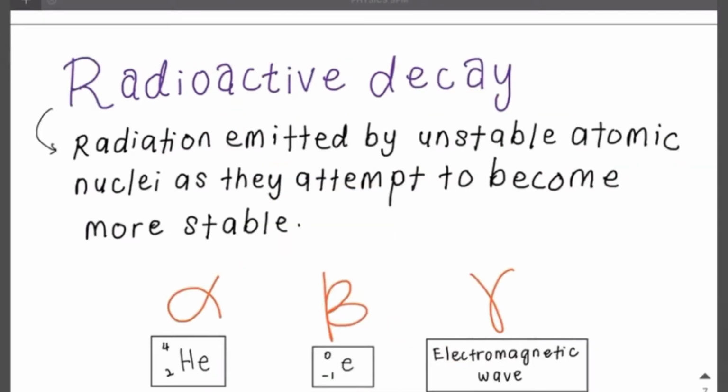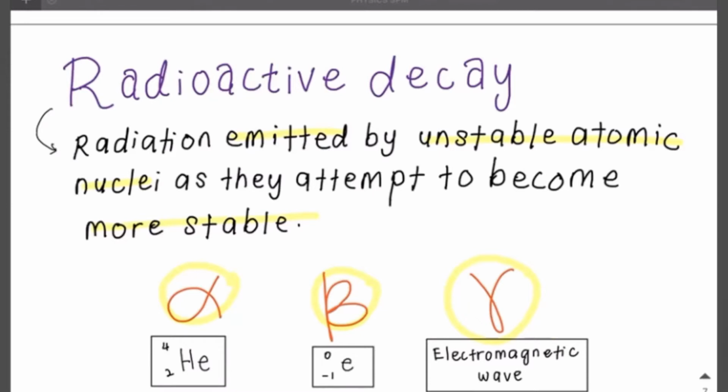Okay, next is the radioactive decay. So what is a radioactive decay? It is the radiation emitted by unstable atomic nuclei as they attempt to become more stable. The three kinds of radioactive emissions are namely alpha particles, beta particles, and gamma rays. These types differ in velocity, in how they are affected by magnetic field, and their ability to penetrate matter is also different.